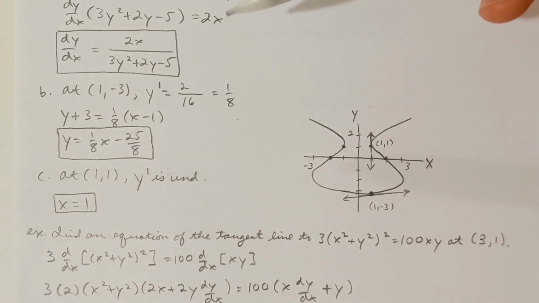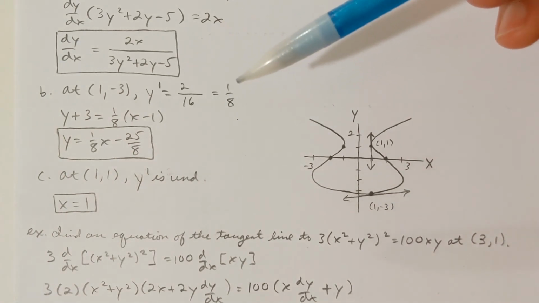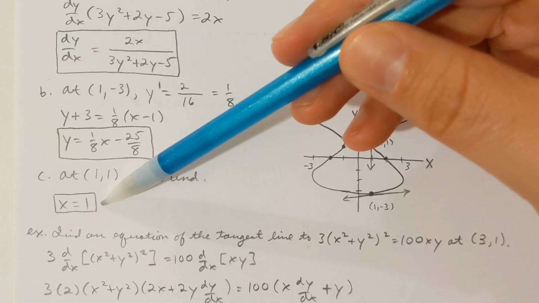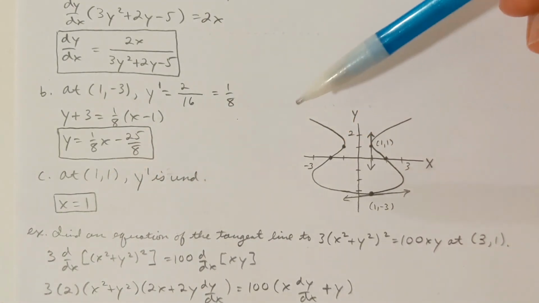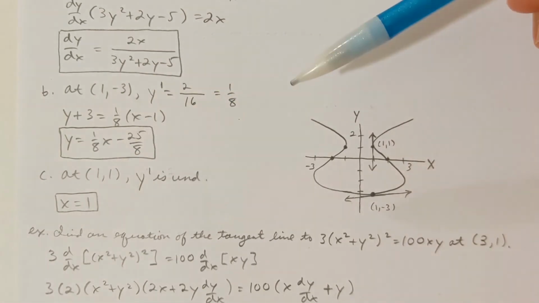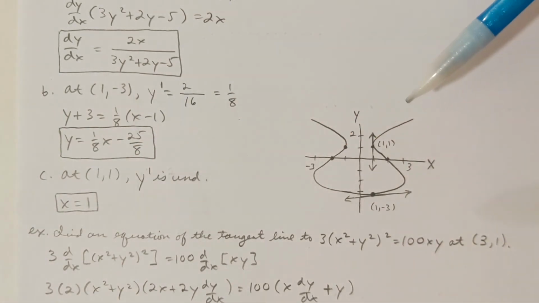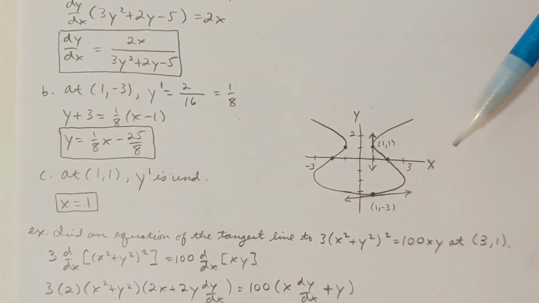Undefined. Now, this graph will still have a tangent line. Of course, a vertical line has an undefined slope. So all I would do here in part C is simply pick off the x value. x equals 1 would be the equation of the tangent line then.